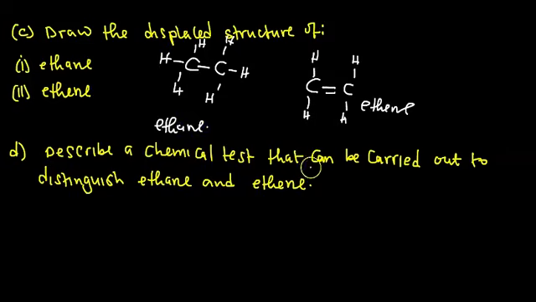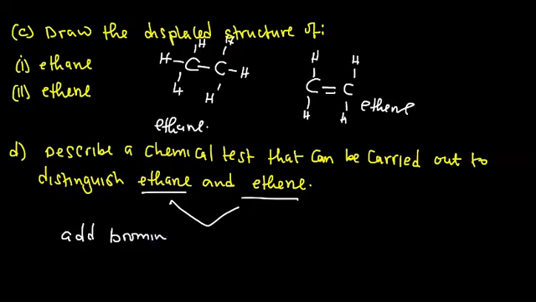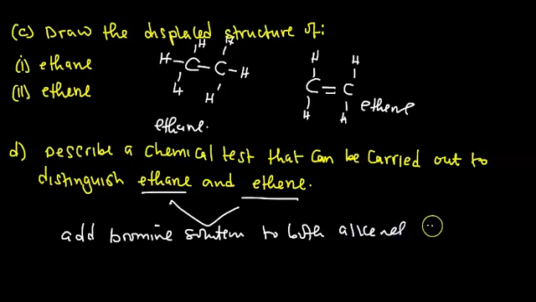Describe the chemical test that can be carried out to distinguish ethane and ethene. So what chemical test can be carried out between these two to distinguish them? So add bromine solution to both alkenes and what? Alkanes.